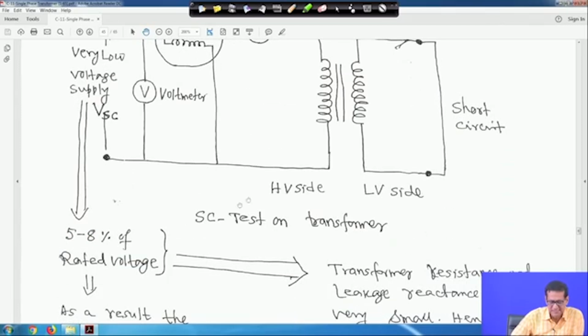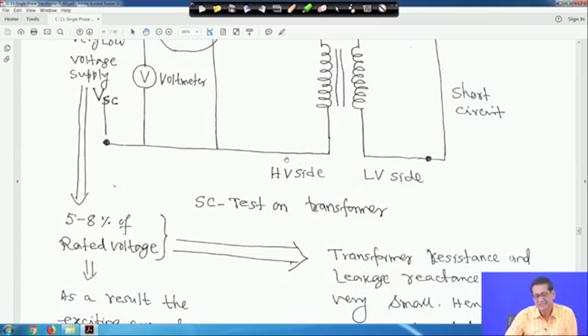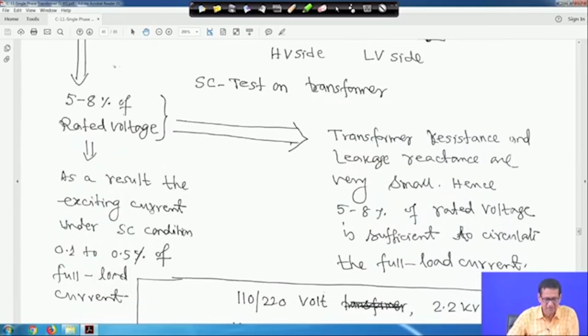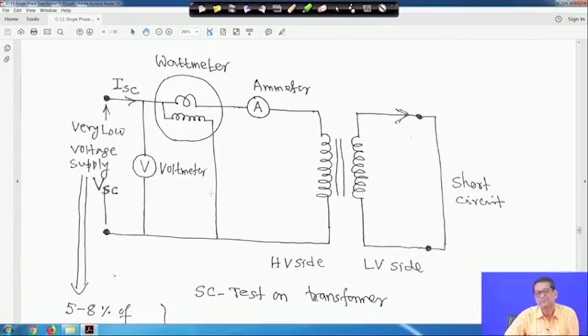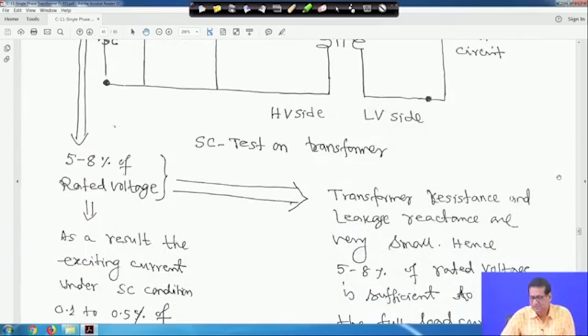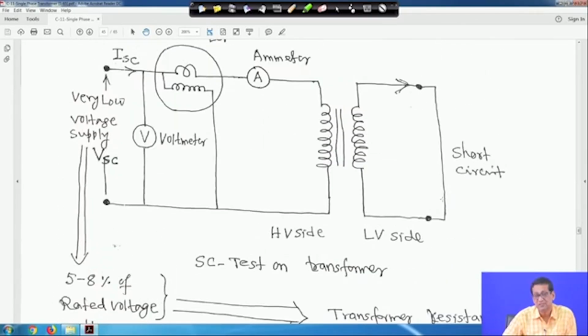Now, in this case 5 to 8% of the rated voltage is required to flow the full load or rated current. As a result, the exciting current under short circuit condition is 0.1 to 0.5% of the full load current. Exciting current means I0, so that is negligible, very small, and the transformer resistance and leakage reactance are very small. Here 5 to 8% of rated voltage is sufficient to circulate the full load current, because it is short circuited. The wattmeter reading will give you the copper loss, and the ammeter reading will give the full load current.